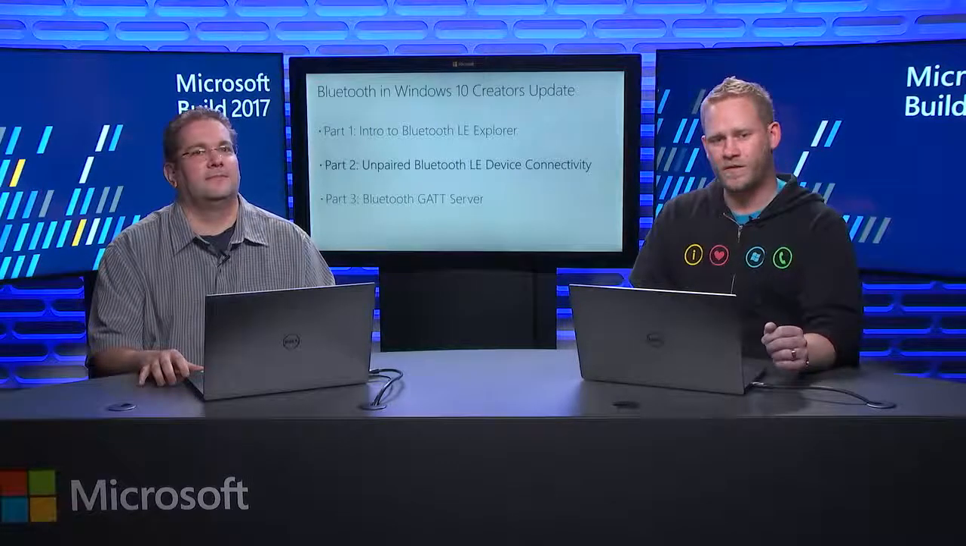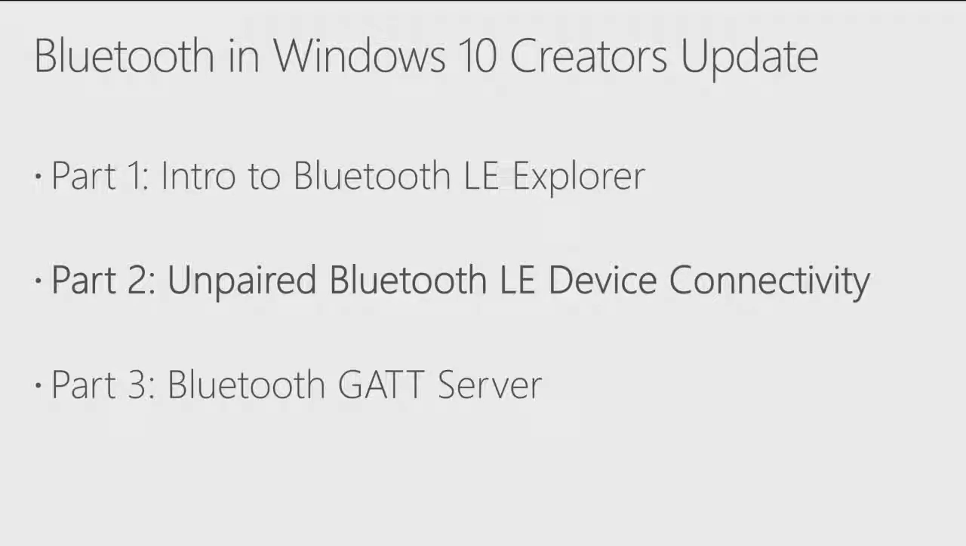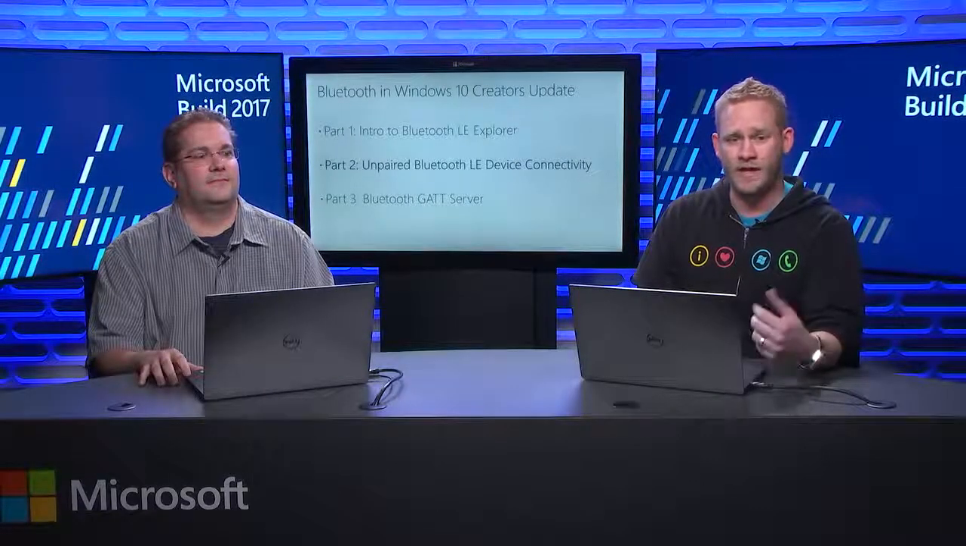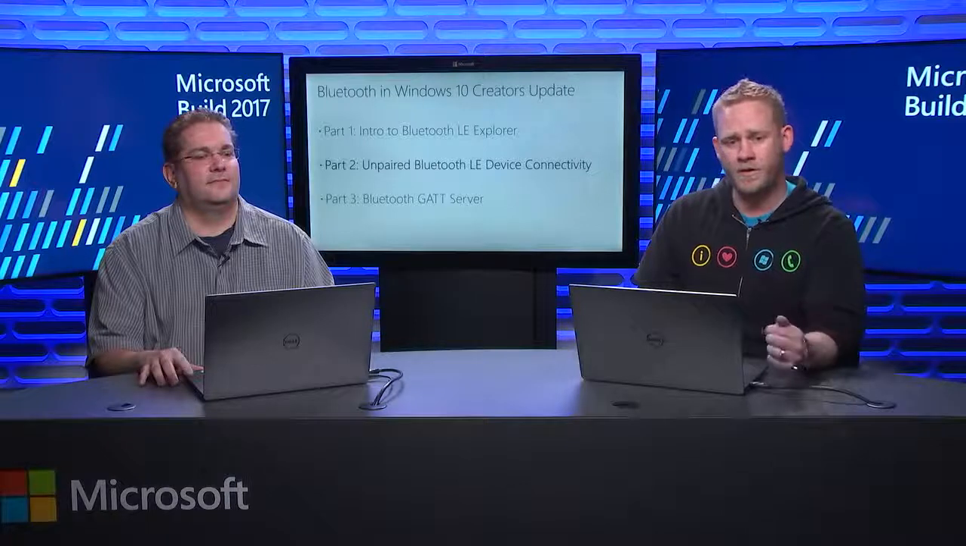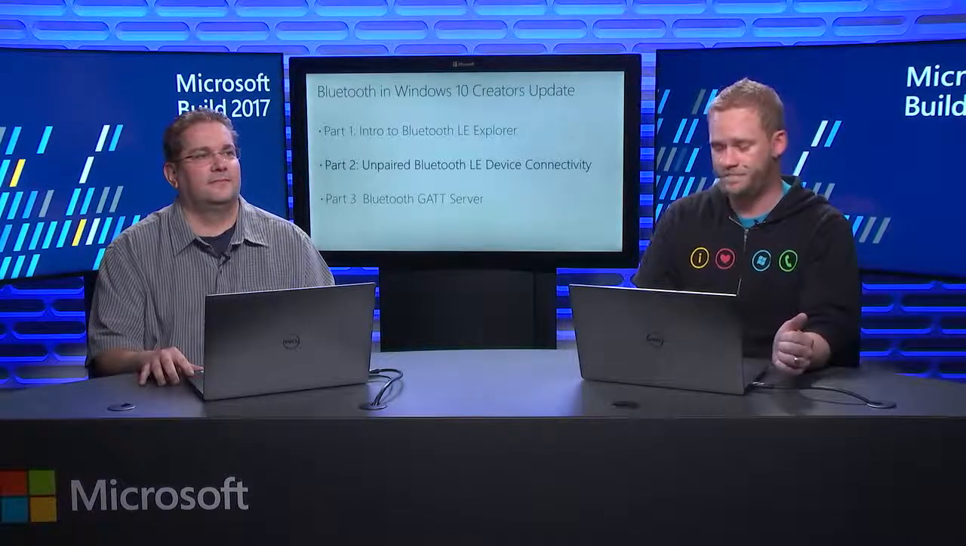This is part 2 of our 3-part video series. In part 1, we introduced you to the Bluetooth LE Explorer app that allows you to connect to your GATT peripherals and also make your own virtual peripheral. In part 2, Frank's going to show you the client side of the code, and in part 3, he's going to show you how to build your own GATT server.